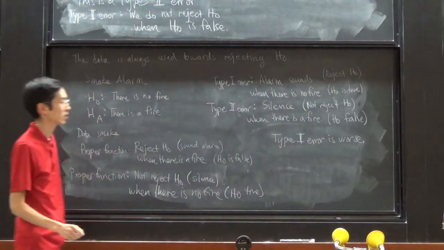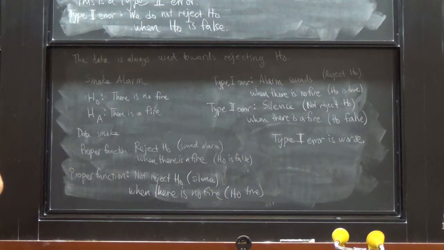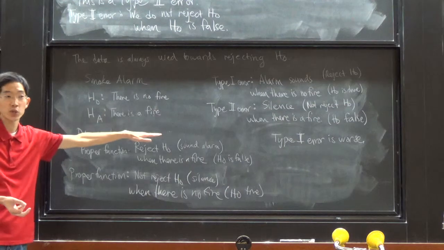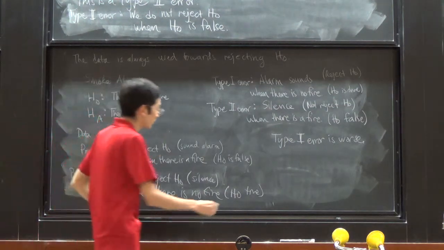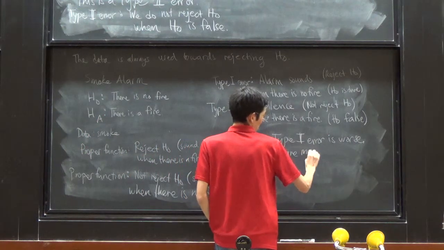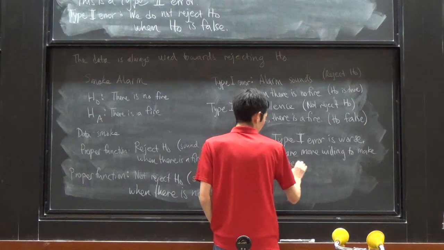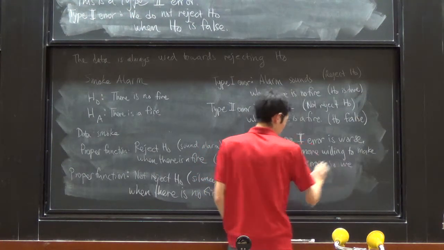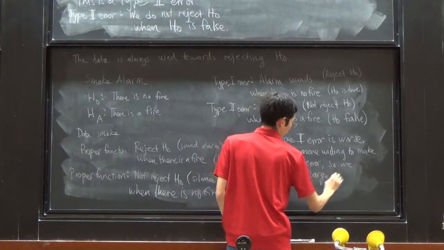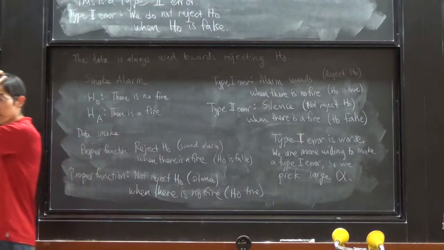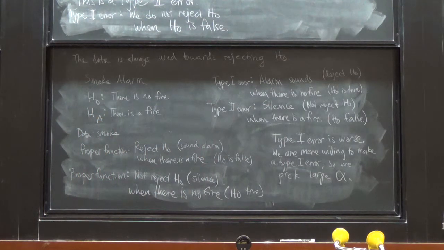So in this context, should we pick a large alpha or a small alpha? Alpha reflects our willingness to make a type 1 error. Large alpha. Okay? So we are more willing to make a type 1 error than a type 2 error. So we would pick a large alpha. So that's a situation where you want a large alpha.